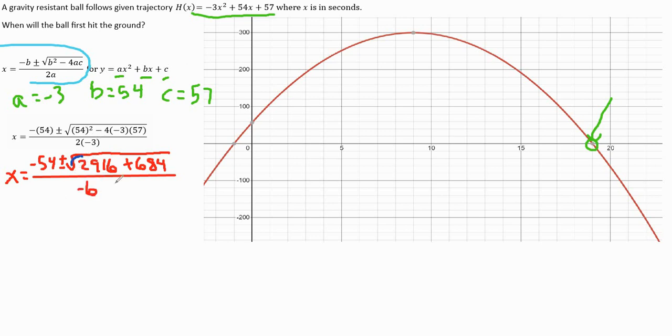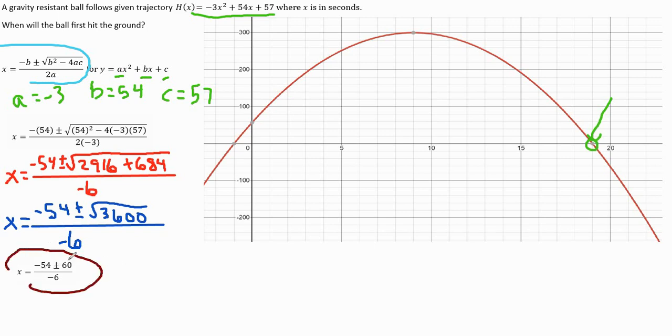Then next, I recommend simplifying what is underneath the square root symbol, or the radical. And that's 2916 plus 684, which is 3600. So I'm going to rewrite this, what I have in red, but just replace what's underneath the square root with 3600. And then I would take the square root of 3600, which is just going to be 60.